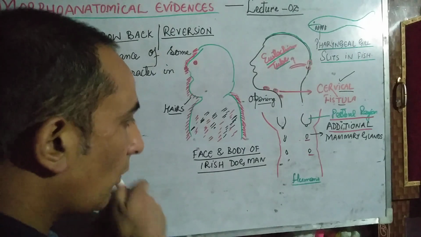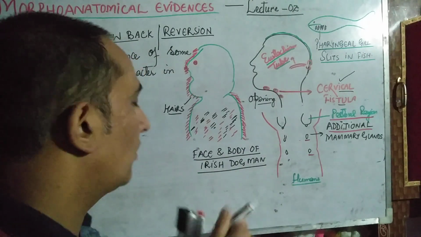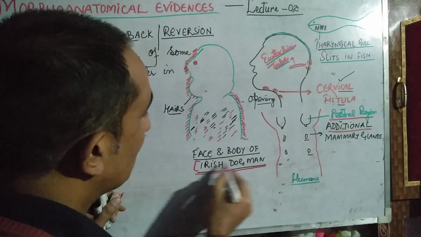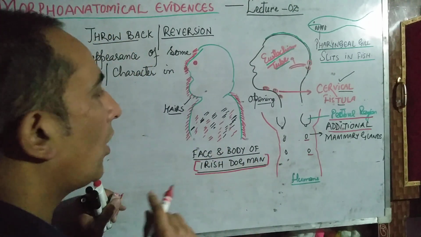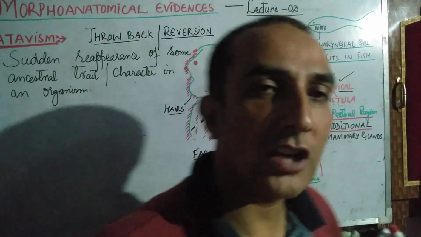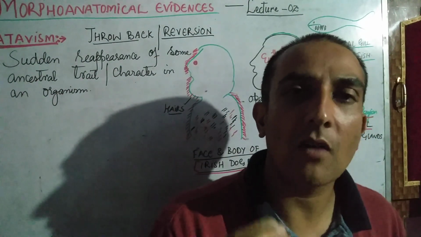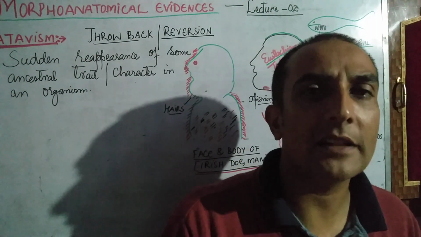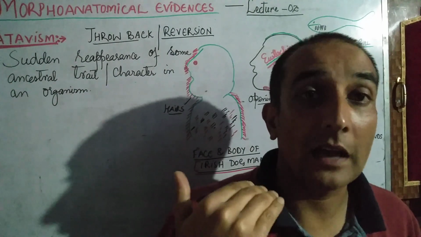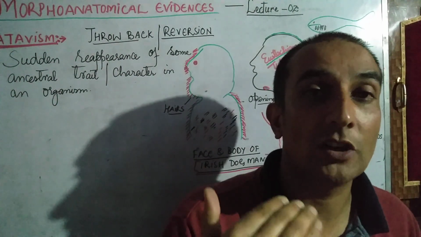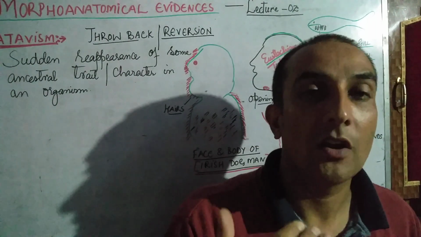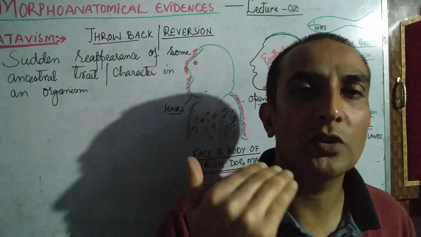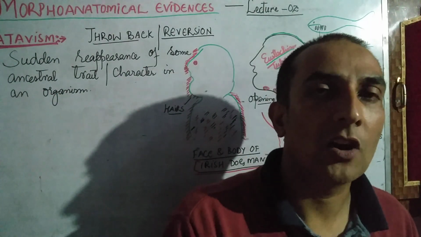Basically, a human baby was born somewhere in Russia, and he was known as the Irish Dogman. Why was he known as the Irish Dogman? You see that in humans, our body is covered by hair which is very thin, soft, smooth, and scanty. In other mammals, like the bear or other cattle, there is very dense hair which covers the body. But in humans, there is scanty, soft, smooth, thin hair, not very dense.